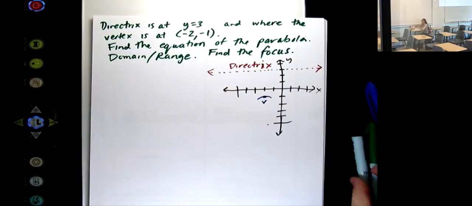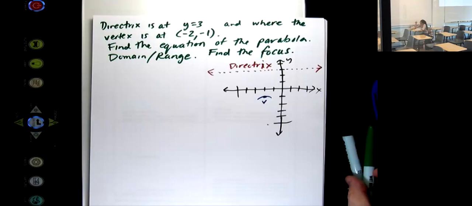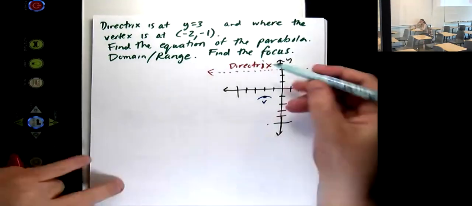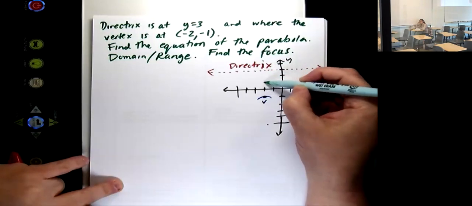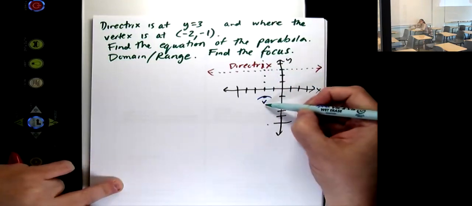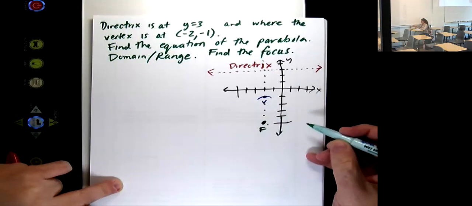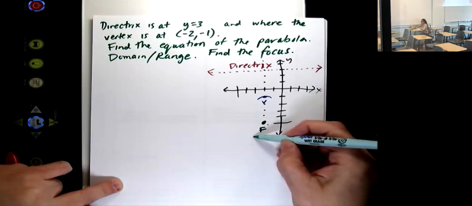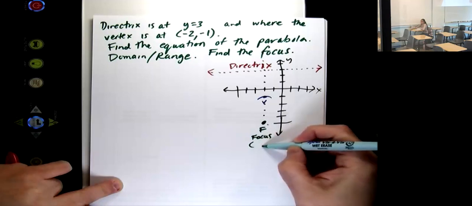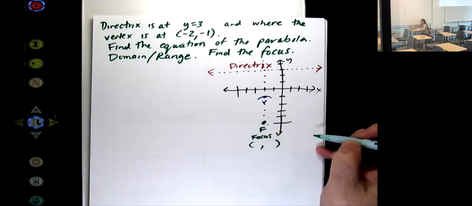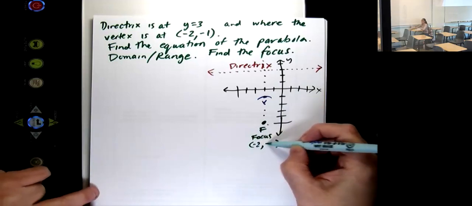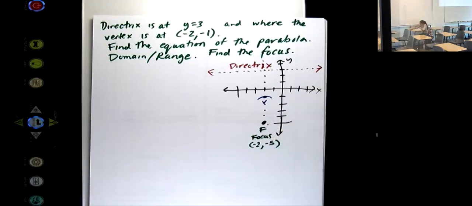Where could I put the focus? It looks like it's 4 away, right? This is 1, 2, 3, 4 to the directrix. So I can go 1, 2, 3, 4 down. That's my focus. So what is that point? -2, -5, yes. All right.